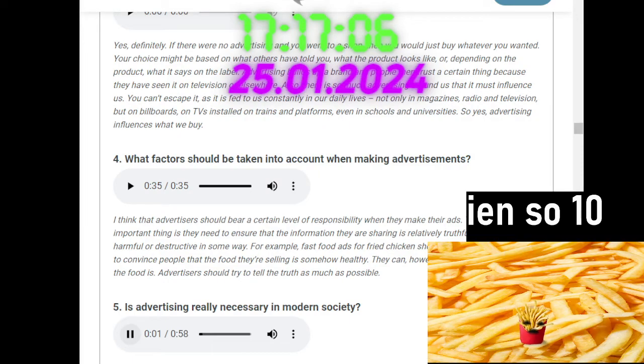As we just discussed, advertising encourages people to buy things they might not need. We live in a consumer society, and many people are in debt because we are encouraged to buy and buy. And I'm sure advertising plays a major role in this. Without advertising, we could just do our own research and decide what we would really need. So, no, I would not say that advertising is necessary in modern society.